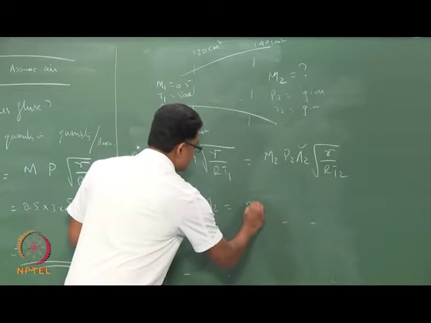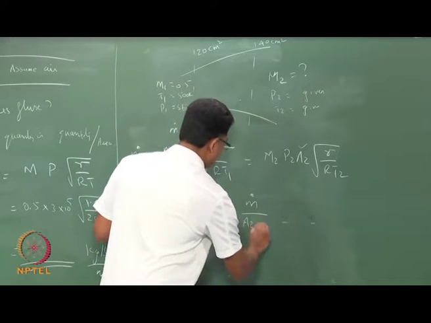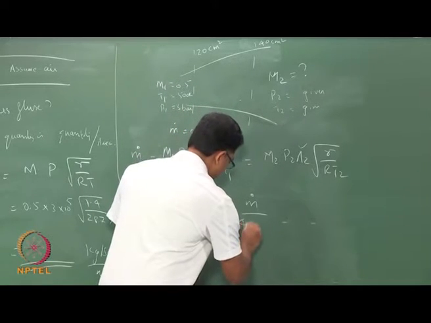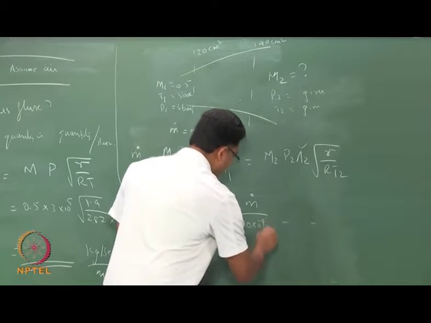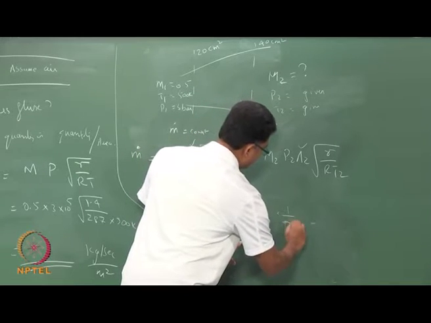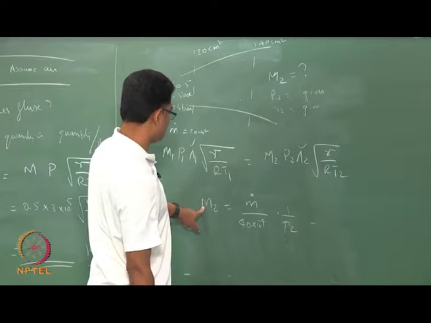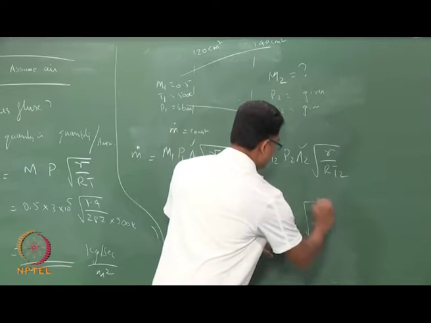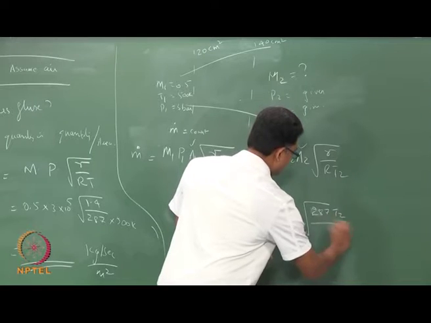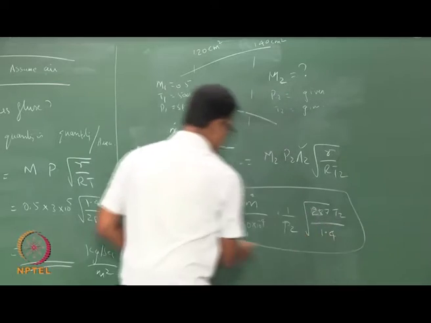Okay. So, my M2 is m dot by A2, which is given as 40 centimeters square. So, it is 40 into 10 power minus 4 divided by P2, or 287 T2 divided by 1.4. Okay, that would be your M2.